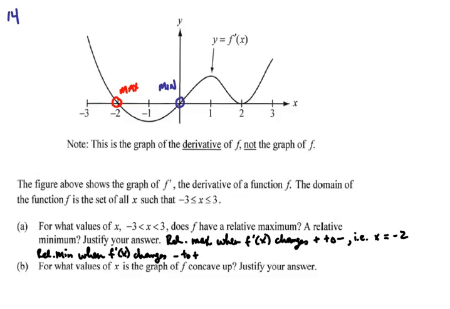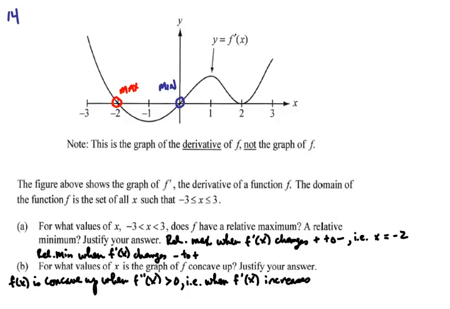Next, we want to find out where the graph is concave up. And the function will be concave up when the second derivative is greater than 0, and that means when the first derivative is increasing. From the graph, we can see that the first derivative increases from -1 to +1, and then from 2 to 3. And that gives the two intervals on which the function is concave up.